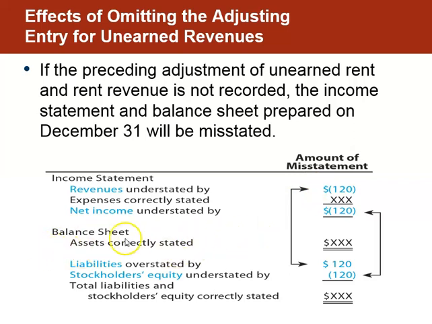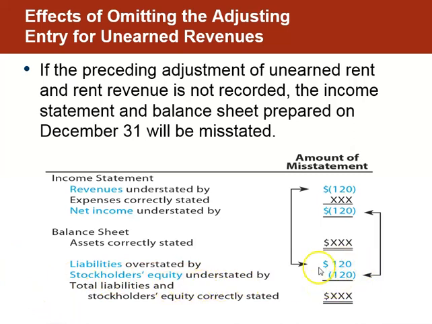Well, over on the balance sheet, assets are correctly stated. Why? Because unearned rent is a liability. So if we messed up and didn't make this adjusting entry, assets wouldn't be impacted. However, liabilities would be. Liabilities would be overstated by the $120. We set it up on December 1st, we had a liability for $360. That needs to go down to $240. If we don't make this adjusting entry, it's still going to show $360. And as a result, stockholders' equity is understated by $120.